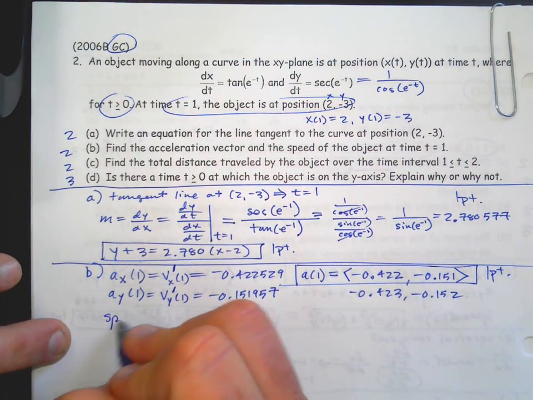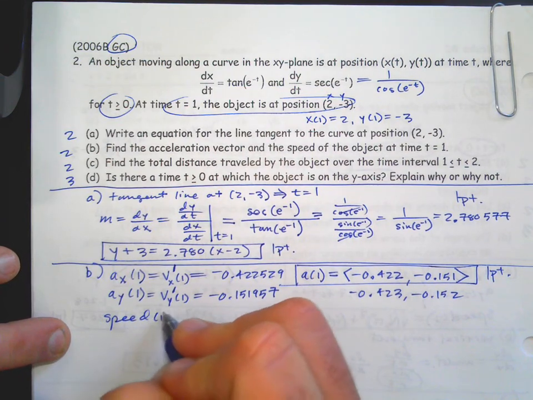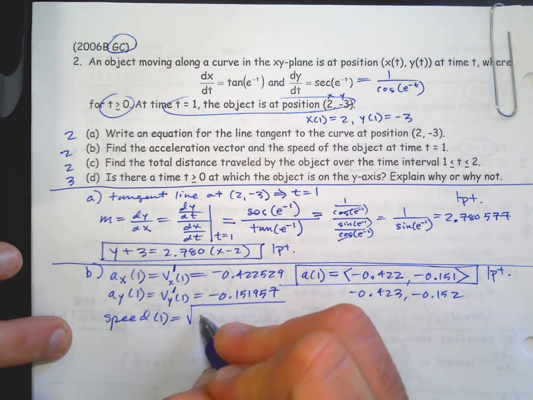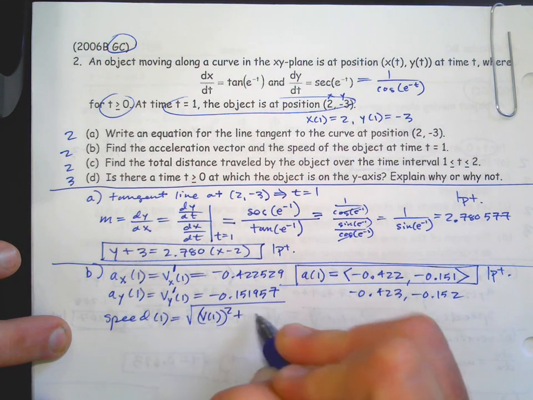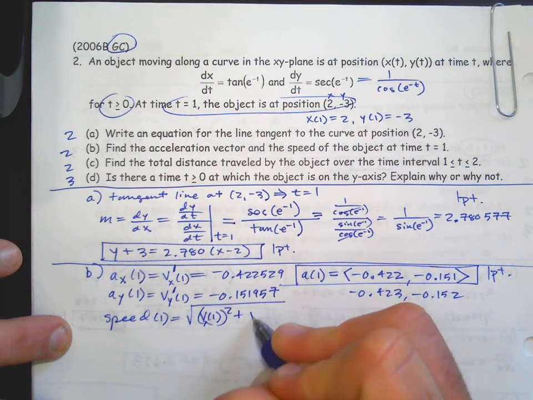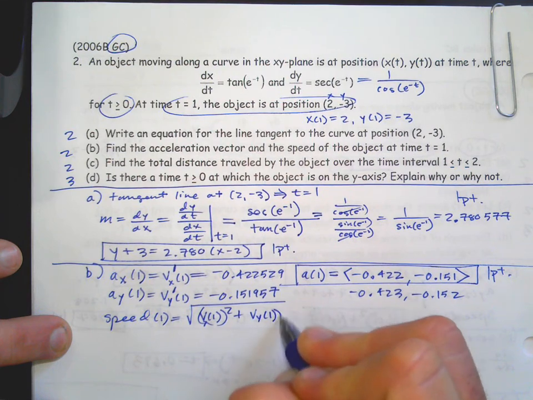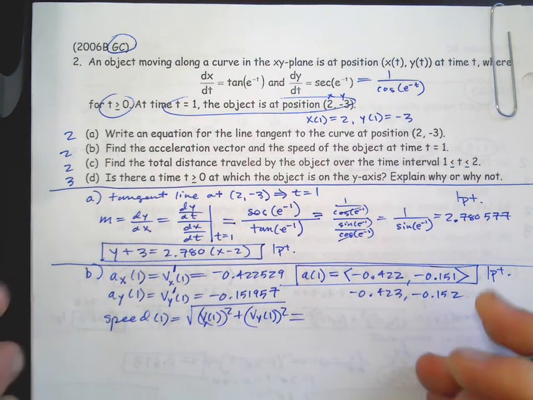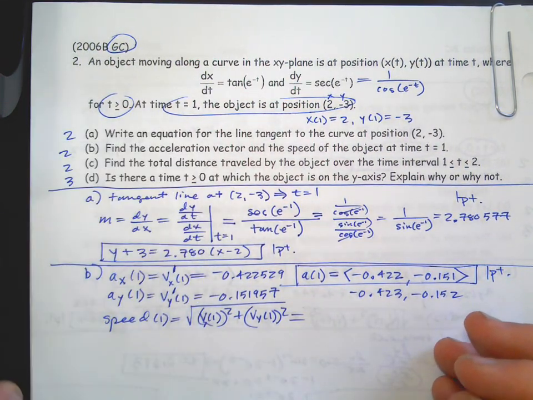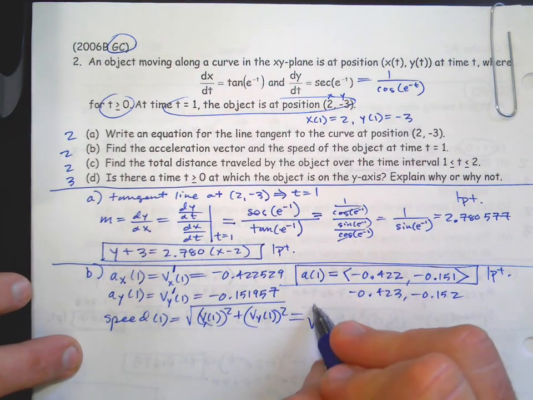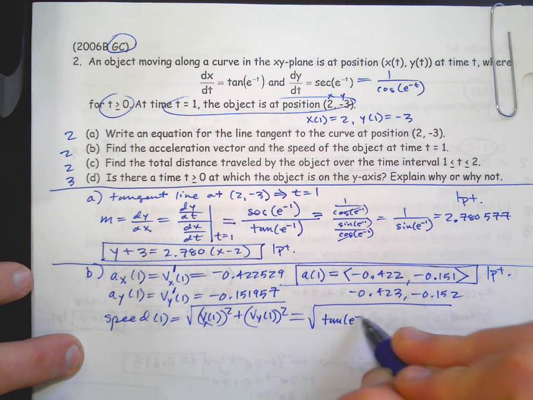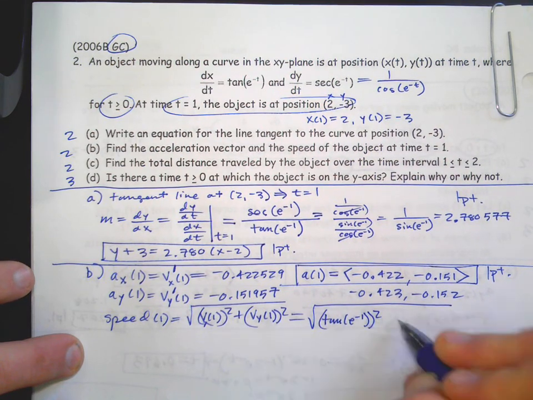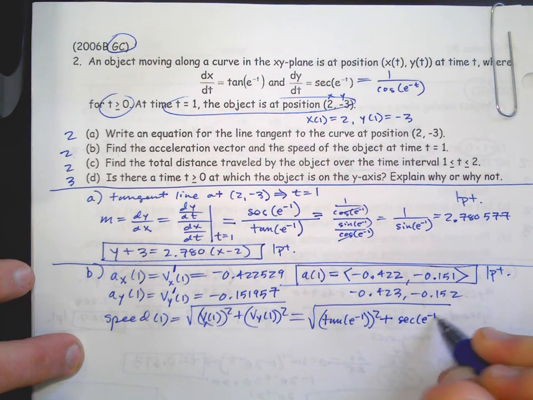So speed at time 1 is going to be the square root of the velocity in the x direction squared plus the velocity in the y direction squared at time 1. So we could write this out if we want. This would be tangent of e to the negative 1, squared, plus secant of e to the negative 1, squared.